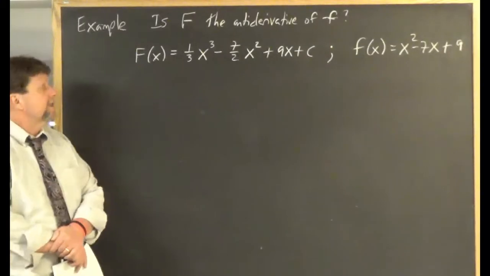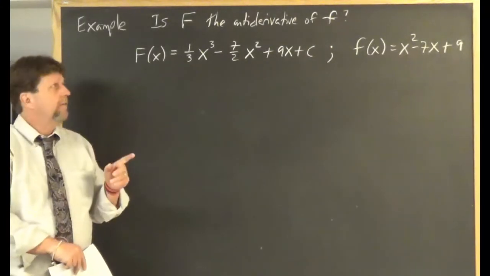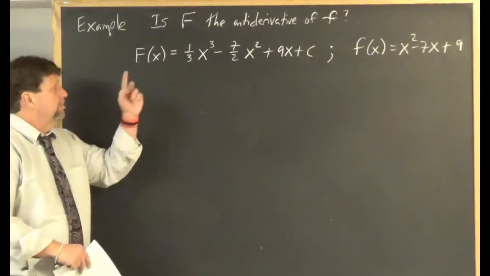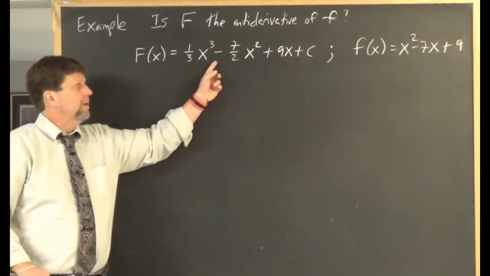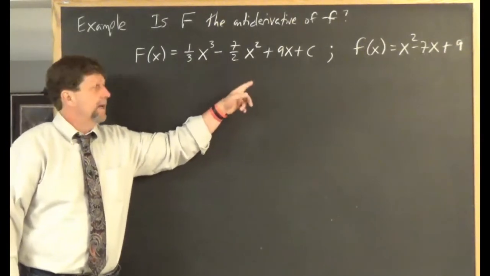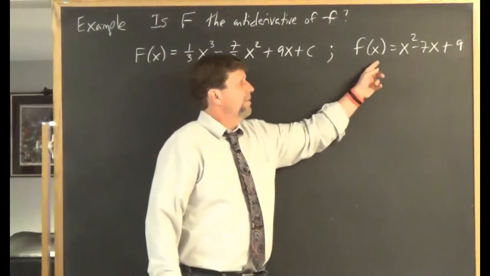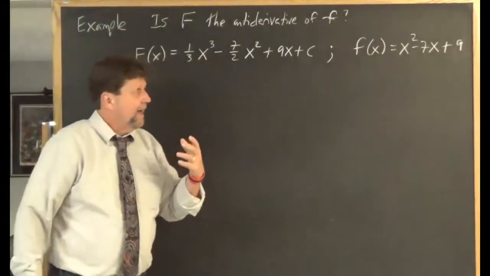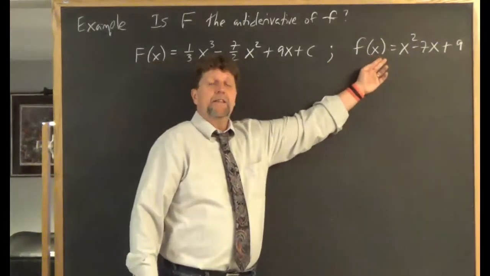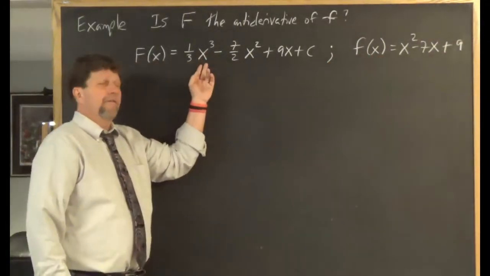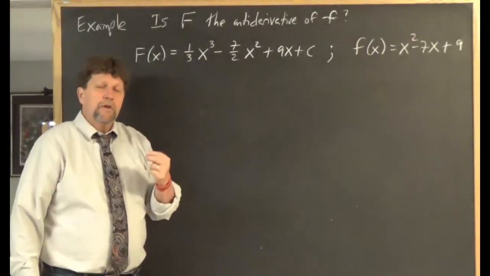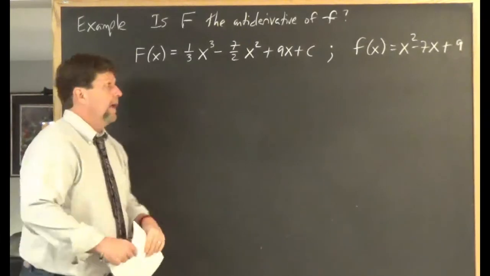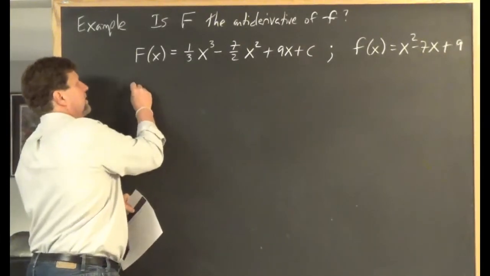All right, folks, in our first example, we're being asked, is big F the general antiderivative of little f? So big F of x is 1/3 x cubed minus 7/2 x squared plus 9x plus c. Little f of x is x squared minus 7x plus 9. So when you're asked, is this the general antiderivative of this, the way you determine if it really is, you just differentiate big F of x.